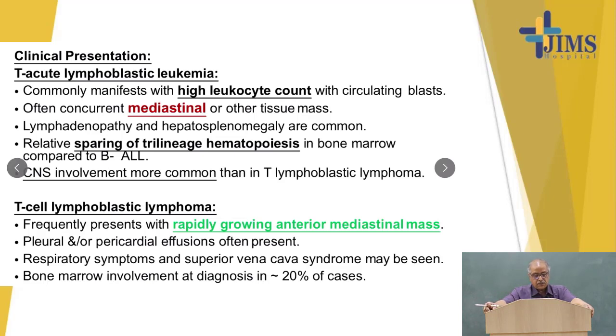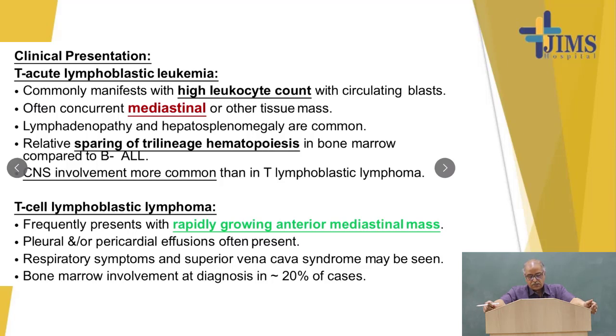Clinical presentation: T acute lymphoblastic leukemia commonly manifests as a high leukocyte count. So in cases of B-ALL, there may be normal count or leukopenia, but here there is a high leukocyte count with circulating blasts, often with concurrent mediastinal or other tissue masses. It is important. Generally, these patients present with a mediastinal mass with superior mediastinal syndrome, and immediately there will be flooding of these blast cells in the peripheral blood and in the bone marrow. Lymphadenopathy and hepatosplenomegaly are common.